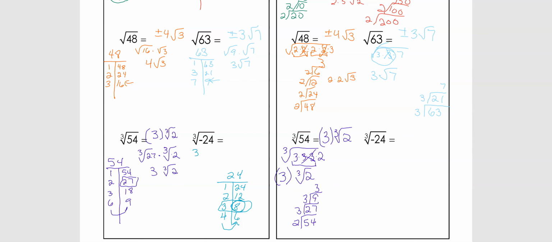So the cube root of 8 and negative 8 times the cube root of 3. And I'm just going to bring the negative out with the one that's going to be the coefficient. Okay, the negative should go in front of the coefficient. So the cube root of negative 8 is negative 2 times the cube root of 3.